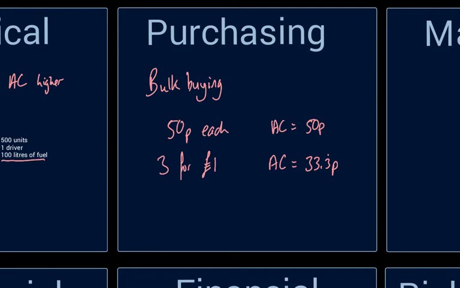Again, this shows very clearly why it's important to say average cost. My overall cost here has gone up. Buying 3 for £1 costs me more than buying 1 at 50p. But my average cost, the cost per unit I buy, has gone down. And that's what makes it an economy of scale.